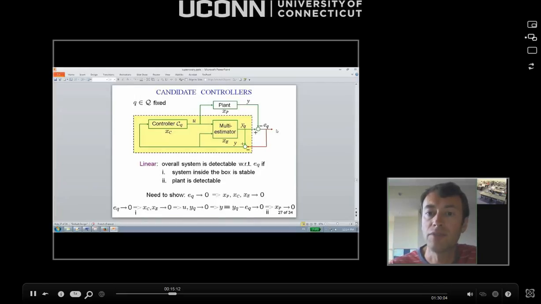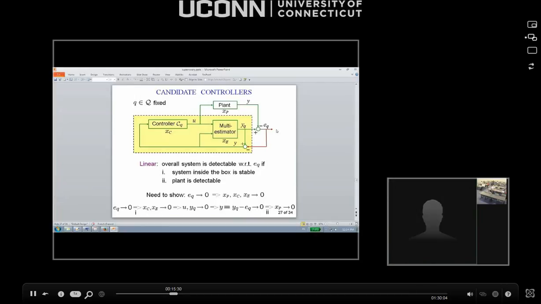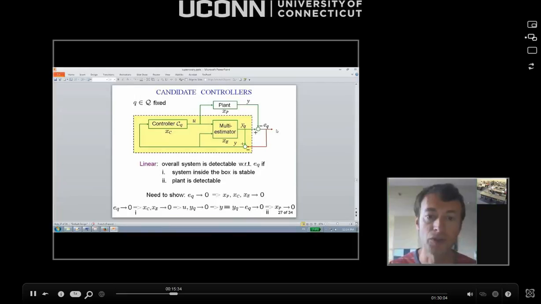And here, by detectable, I mean the following. The plant has both the input and the output. And by detectability of such a plant, I mean that if the external signals are small, so if both the input and the output are small, then the state of the plant should also be small. I'm stating this informally, so the proof that I show here is also informal, but you can make it rigorous. For building intuition, it's useful to go through this simple signal chasing argument.